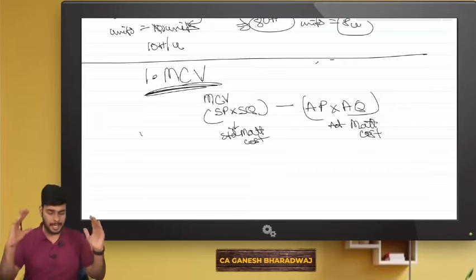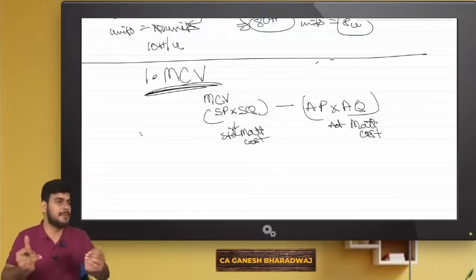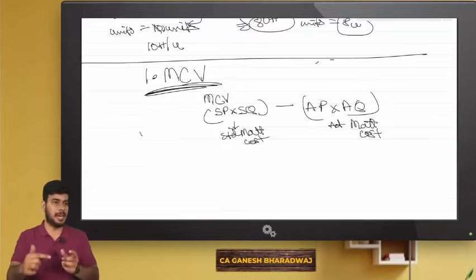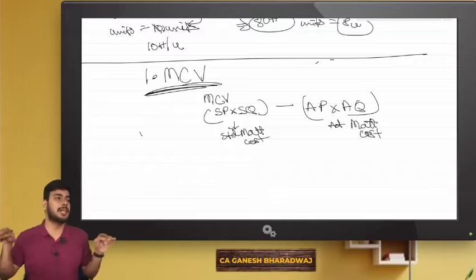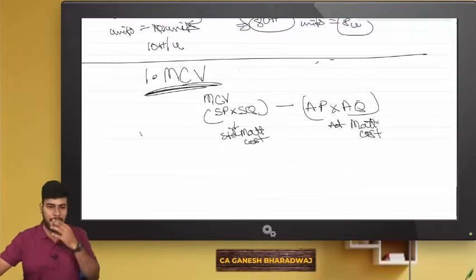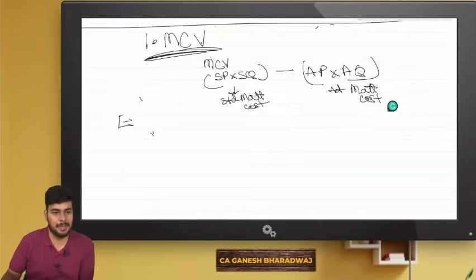Is everyone understanding this? Now, sir, you are writing SP into SQ, AP, AQ. What are all these things, sir? I will give you an example. With that we will understand, and then we will move to the other limbs of this area. Shall we do that? Fine. Now please take down this example.